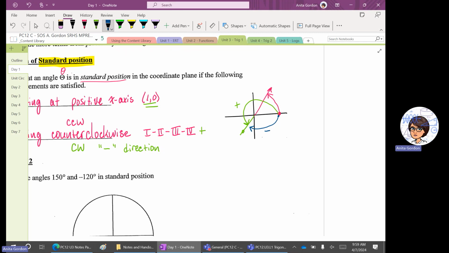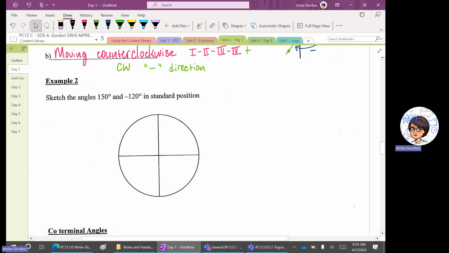Okay, so example 2 here: sketch an angle of 150 degrees and negative 120 degrees in standard position. Well, okay, where are the angles in the first place? If I'm staying here, this is 0 degrees. Up at the top is 90 degrees. Another 90 degrees gives me 180. The bottom will give me 270. And if I go all the way around, I'll get to 360 degrees. So if I stop where I started, it's 360.